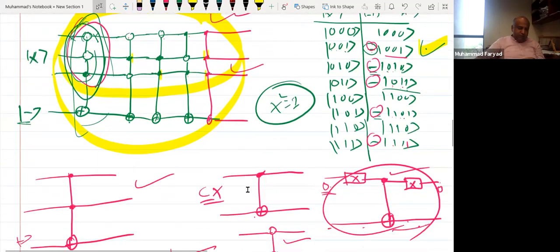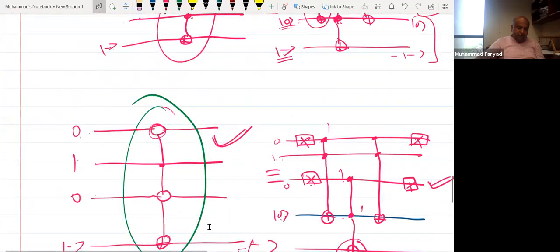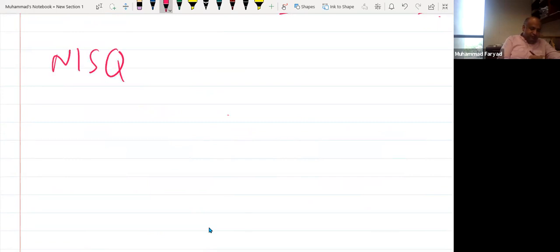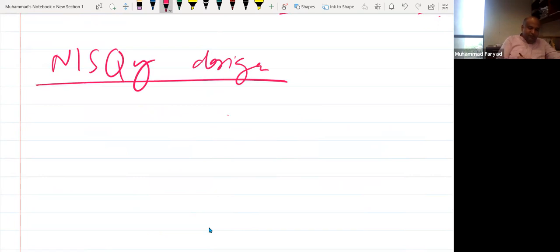Perfect. So let me present an alternative way of thinking about this design, which is more NISQy. And NISQy is, by the way, a term that is used by a lot of people. So let's consider a NISQy design. NISQy means that it's suitable for the noisy intermediate scale quantum computer that we have nowadays. So let me draw the truth table here again.